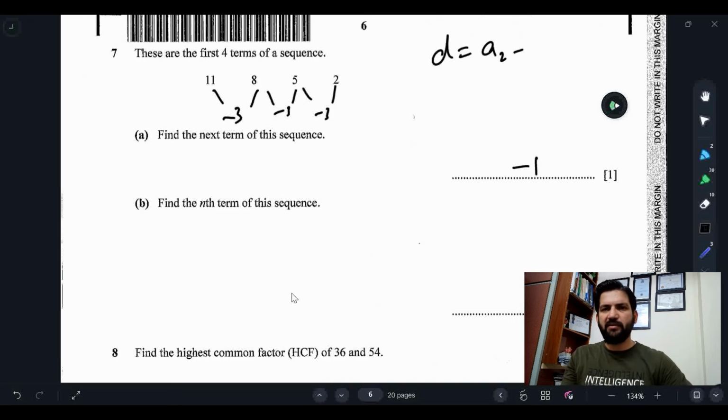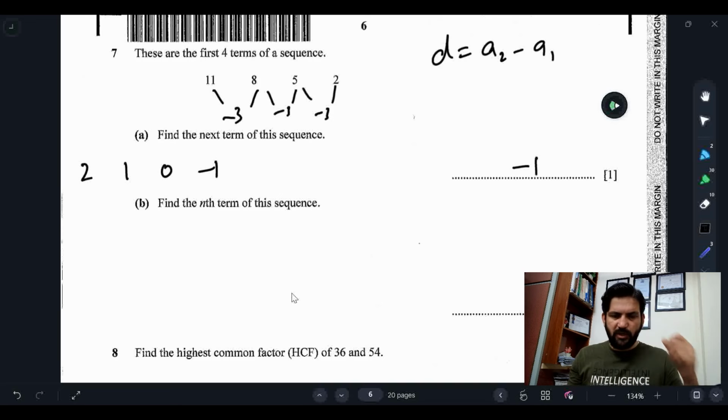Basically the difference will always be equal to the next term minus the previous term. The next term will be minus 1, because if we go towards the negative side by 3 units, it will be like 2, 1, 0 and minus 1. Now let's move to the next one.